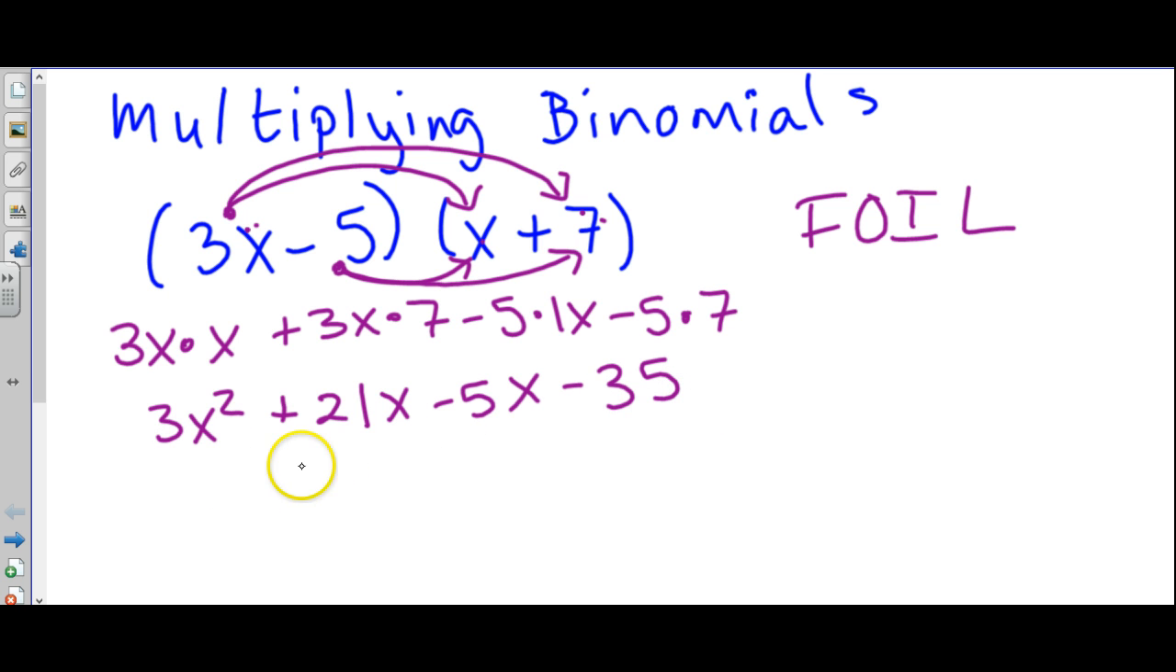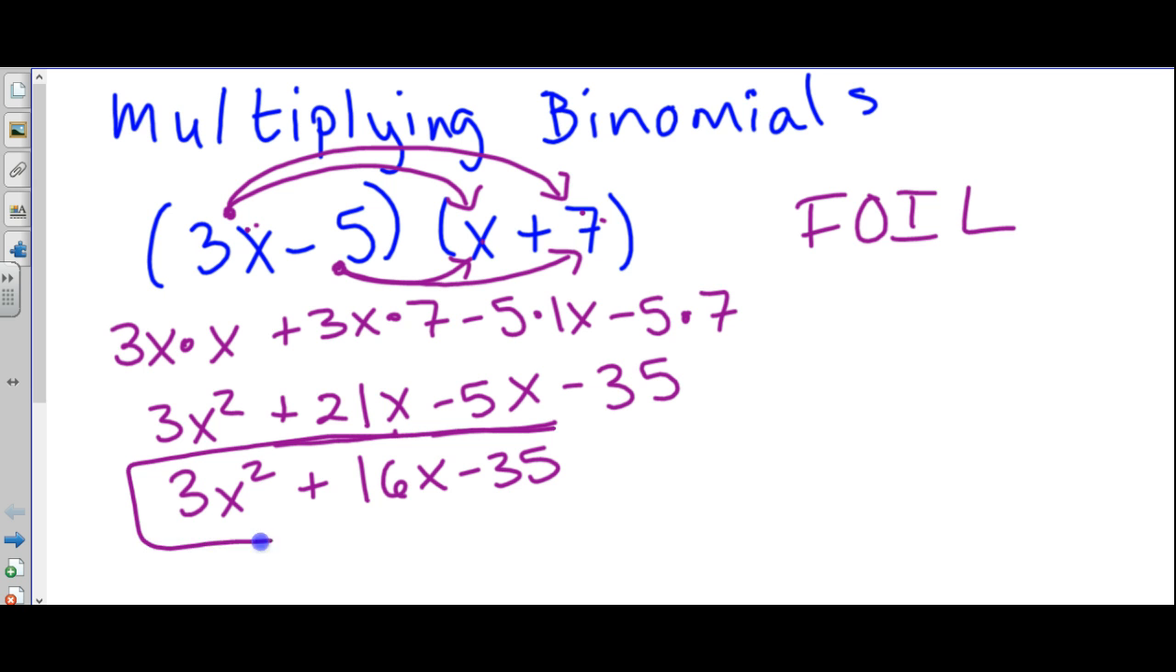Then, when you're at this step, if there are any like terms, we should combine them. Even though x squared and x both have x's, a like term has to have the same exponent as well. So 21x is not a like term with 3x squared, but it is a like term with negative 5x. When we combine them, we just add them together. A positive 21 minus 5 is 16x. And that would be your final answer for this first question.